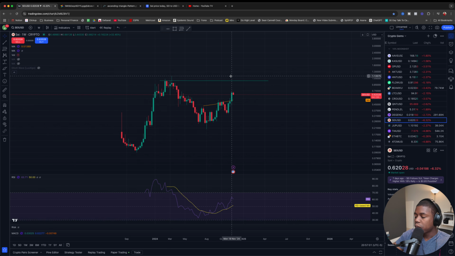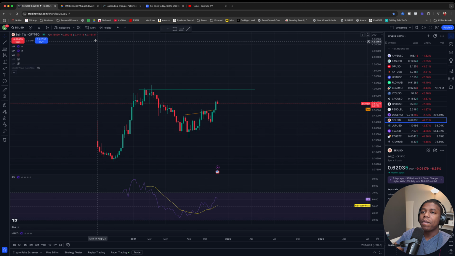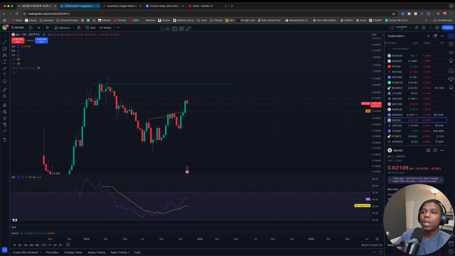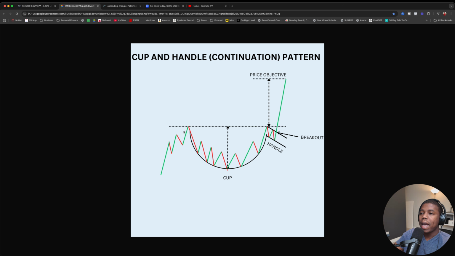Also, we have the first of the two patterns, which I think is forming right now, which is the cup and handle pattern, the cup and handle continuation pattern. And I've been talking about this on a lot of my videos.